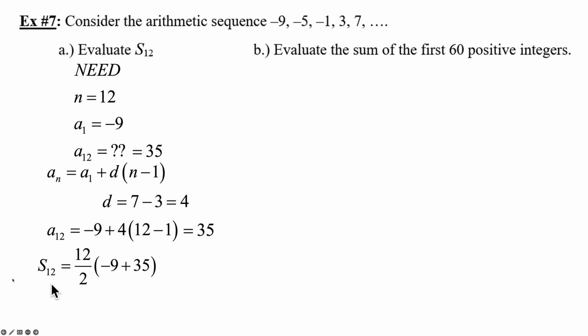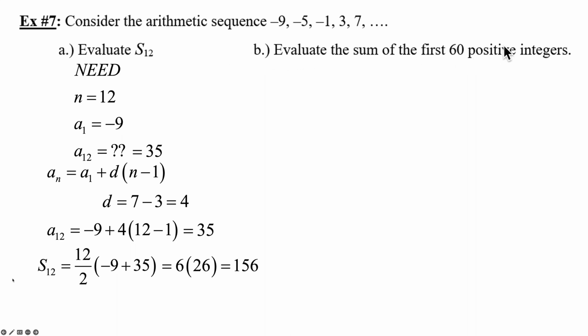Now we can go to our formula, s sub 12. The sum of the first 12 terms is going to equal 12, that's our n, over 2. That will be a 6. Your first term, -9, plus your 12th term, 35. So we have 6 times, what would that be, 26? That's 156, and there's my answer.